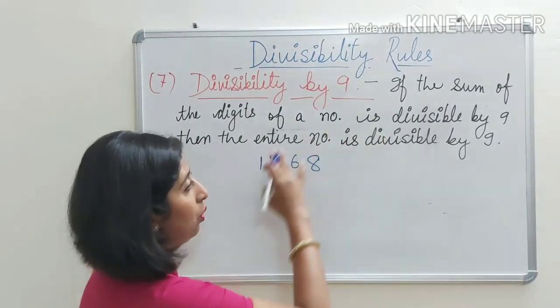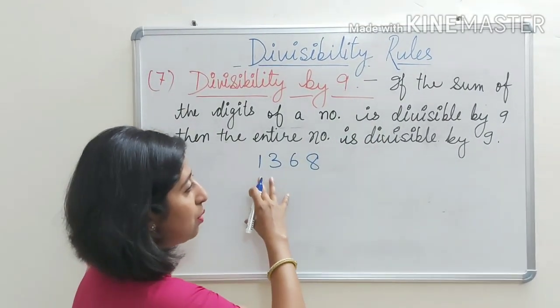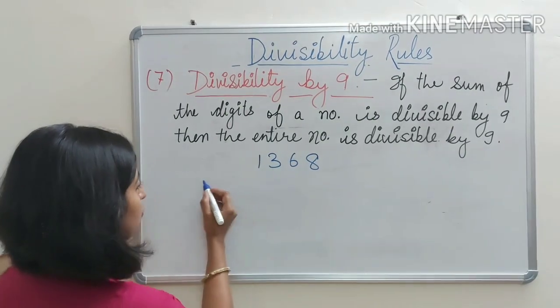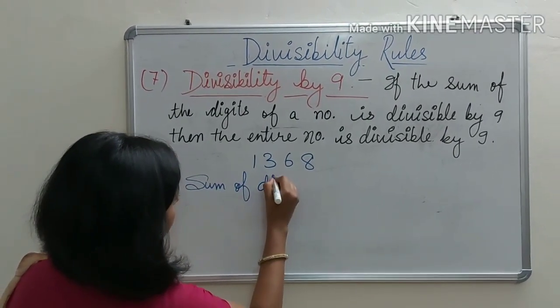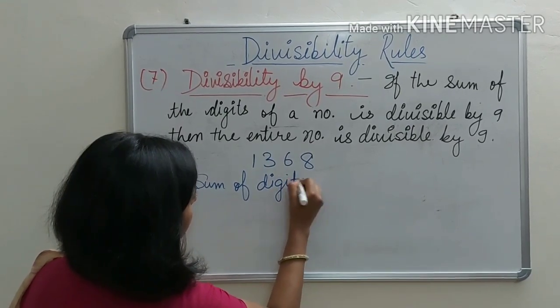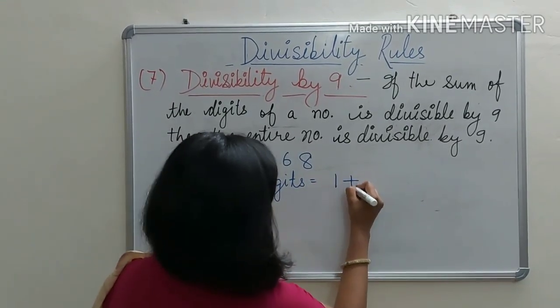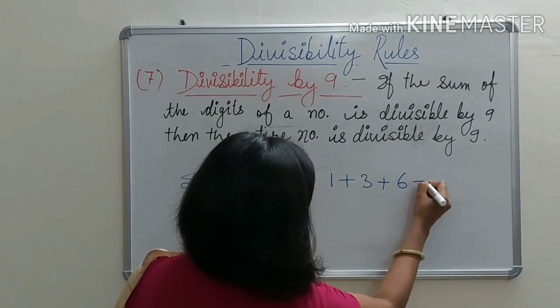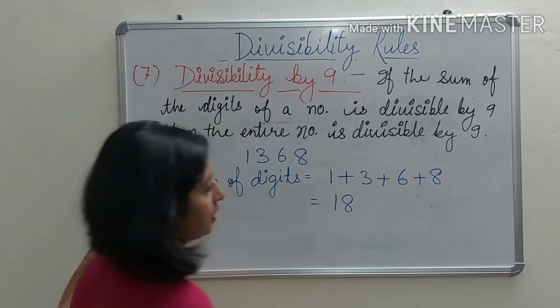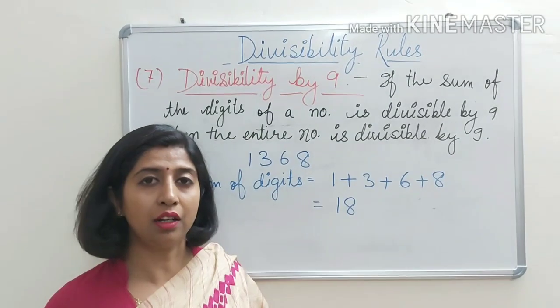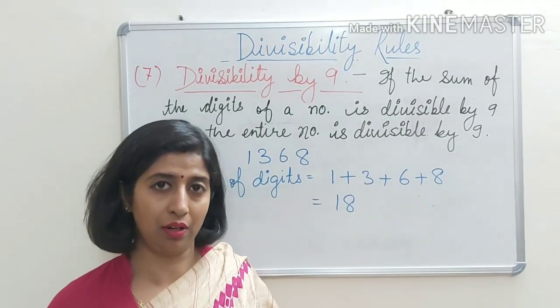According to the rule, what we have to do? We have to find out the sum of the digits. Let's find out. Sum of digits is equal to 1 plus 3 plus 6 plus 8. What is the sum here? The sum is 18. 18 comes in 9's table.